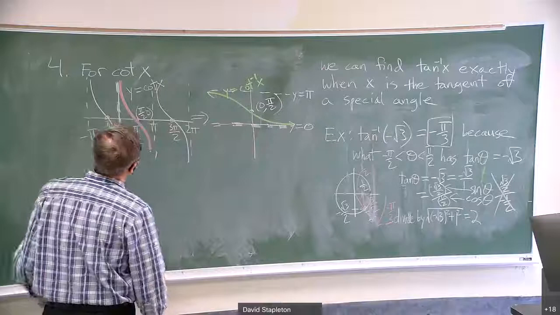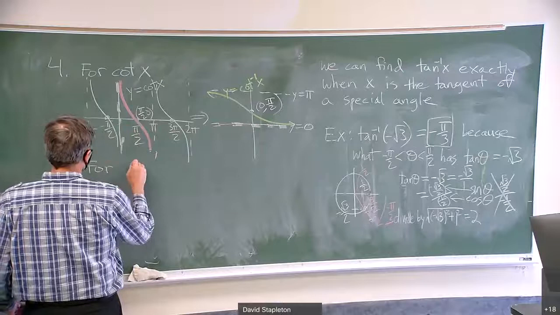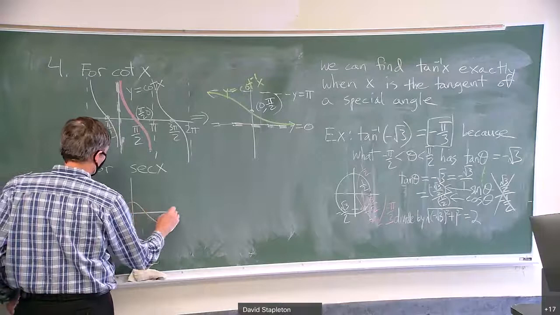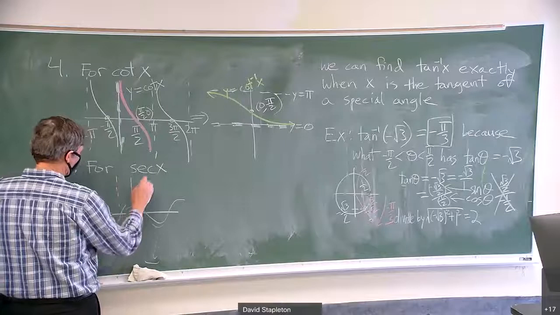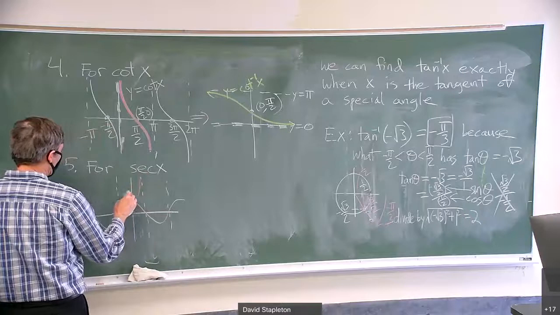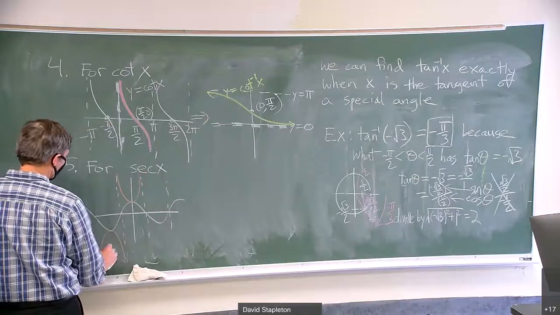For secant x, this gets even more obscure. Here's the graph of the secant. How do you graph secant? Remember, you plot the cosine. And wherever cosine crosses its midline, you get an asymptote. You get 1 over 0, so secant is undefined. But in between, the secant just comes down and touches the peaks and valleys of the cosine function. It's the reciprocal, right?